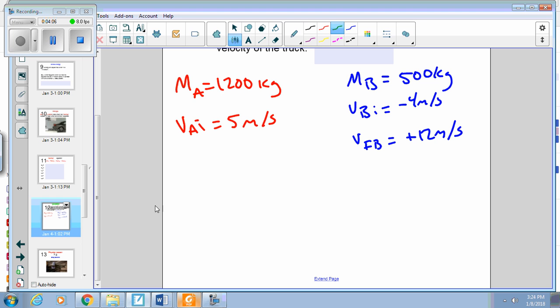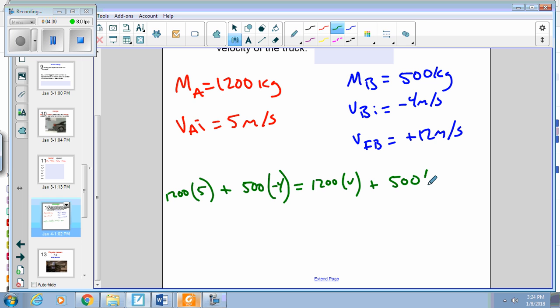Now let's put it all together. So we have 1,200 times 5 plus 500 times negative 4. And that should equal 1,200 times the velocity that we're looking for plus 500 times 12.